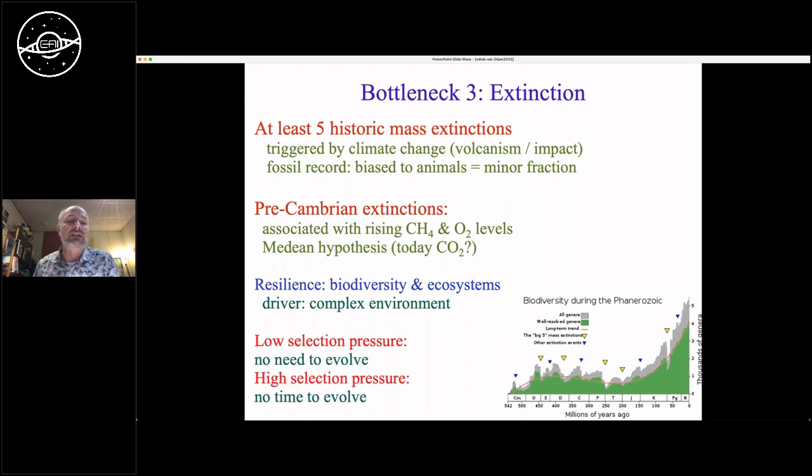Biologists term this selection pressure. If there is not enough selection pressure, then life has no need to evolve, which makes it vulnerable if there is a change in conditions. And if the selection pressure is too high all of a sudden, then life has no time to evolve, because evolution, after all, is a fairly slow process.